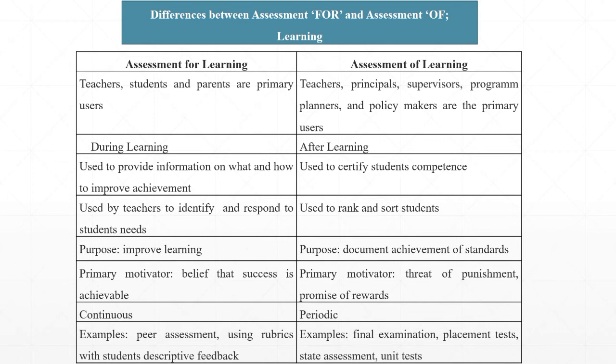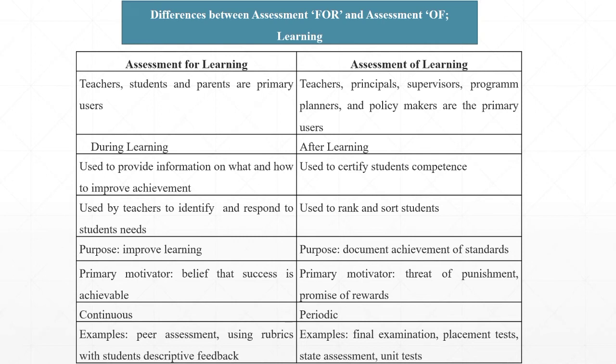In assessment for learning, it takes place during the learning process, whereas assessment of learning takes place after the learning process, at the end of the term, at the end of the semester, at the end of the entire years of study, in primary school, at the end of secondary school, like the West African Examination Council examination. Now, assessment for learning is used by teachers to identify and respond to students' needs during the lesson, whereas the summative assessment is used to rank and sort students.